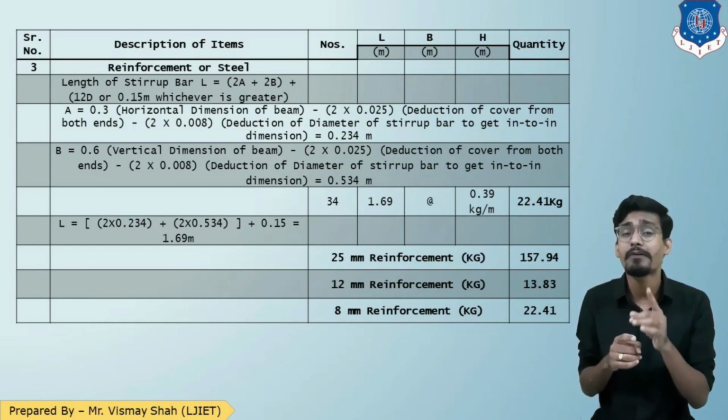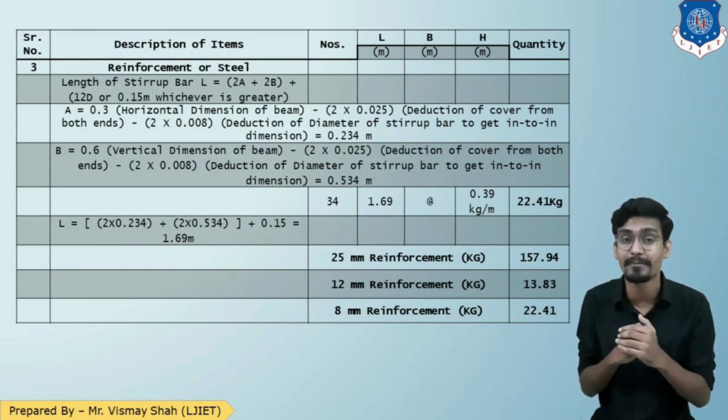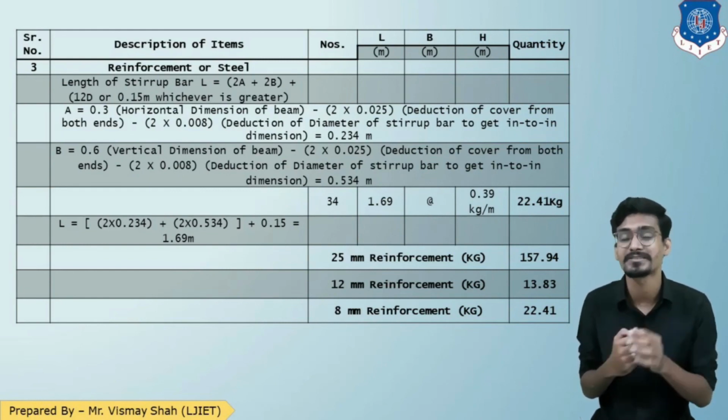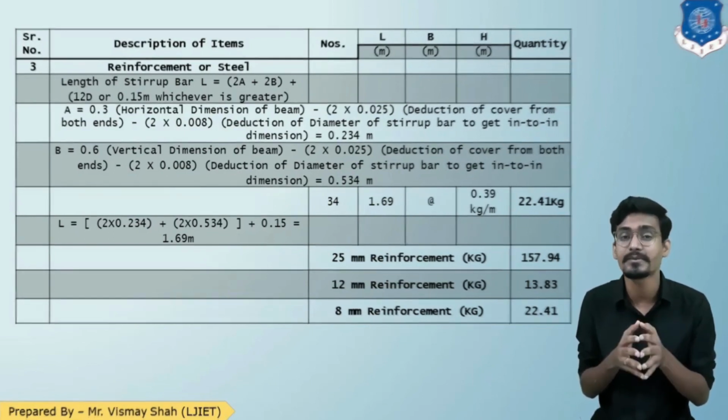Here you don't have to add up the steel. You don't have to write the total quantity. You have to write out the quantity as individual diameter, for 25, for 12 and for 8, as I have represented here. So I hope we are clear in the RCC beam calculation.